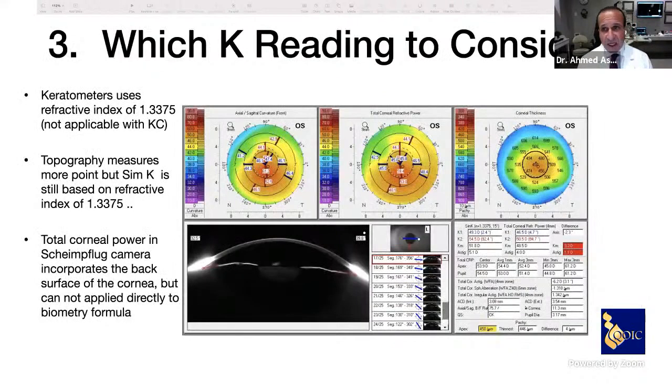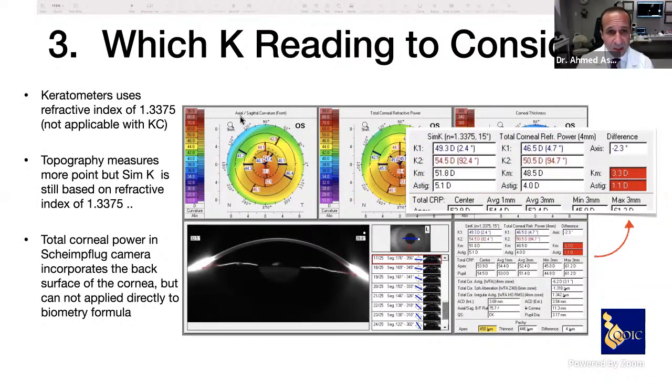Regarding the third question, which K reading shall we consider? Keratometers use a refractive index like the virgin cornea, 1.3375, which is not applicable, as we mentioned, in cases of keratoconus. And the same applies with the corneal topography, although it measures more points on the central corneal surface, but still uses the same refractive index as the keratometers. Probably the Pentacam, which uses the total corneal power, we can get the total corneal power in the Scheimpflug camera, which incorporates the posterior corneal surface in the calculation of the effective total corneal power.